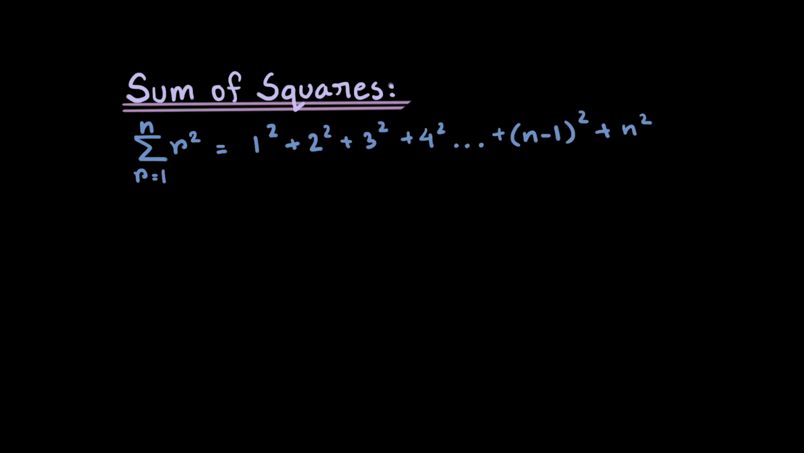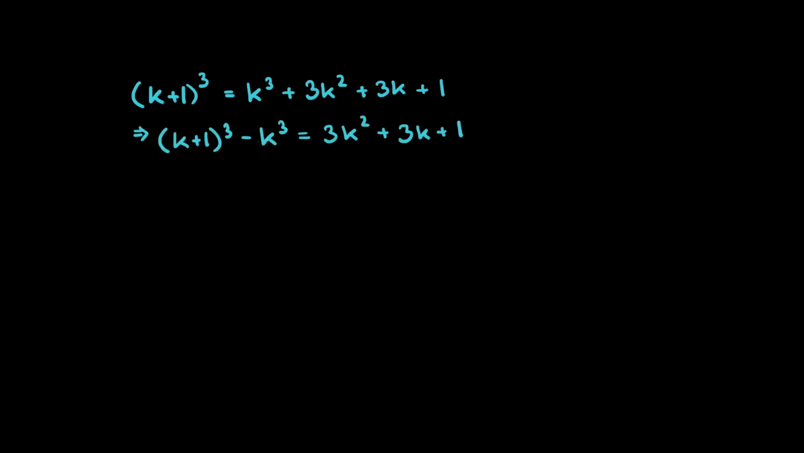of cubes. Here we have a cube, the cube of k plus 1. Expanding this, we have k cube plus 3k square plus 3k plus 1. We bring the k cube to the left-hand side. Why? Well, you'll see that soon. Now, instead of k, we put in the values from 1 to n.